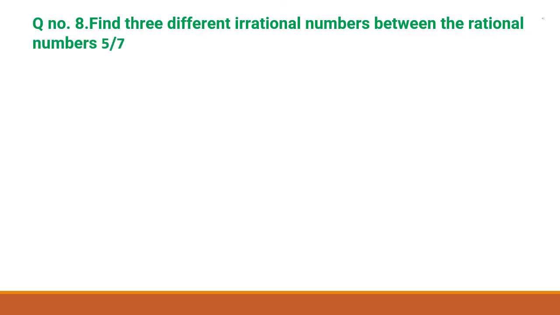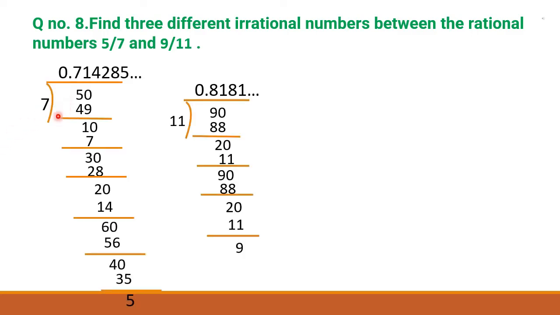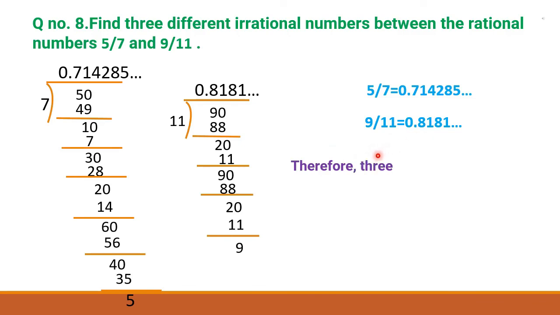Question number 8. Find 3 different irrational numbers between the rational numbers 5 by 7 and 9 by 11. Solution. To find irrational numbers, firstly we shall divide 5 by 7 and 9 by 11. So you can get it as shown here. So 5 by 7 is equal to 0.714285 and so on. And 9 by 11 is equal to 0.8181 and so on.